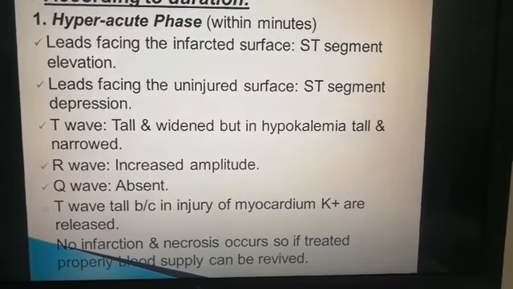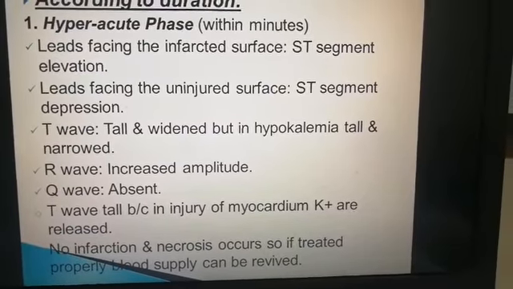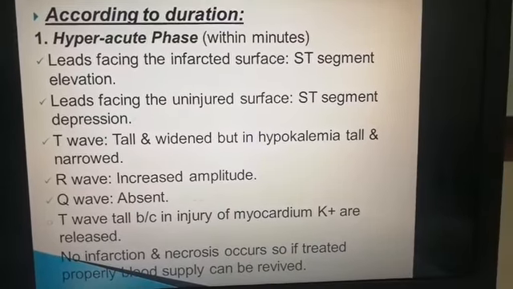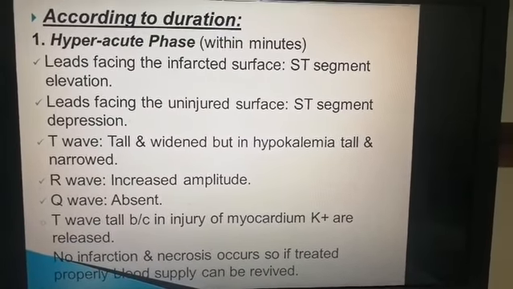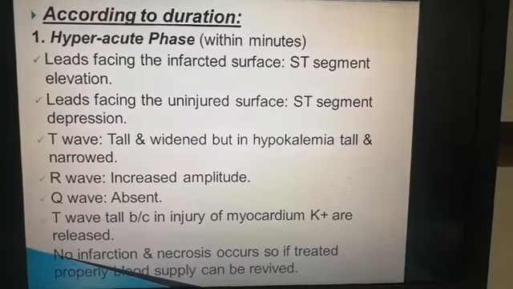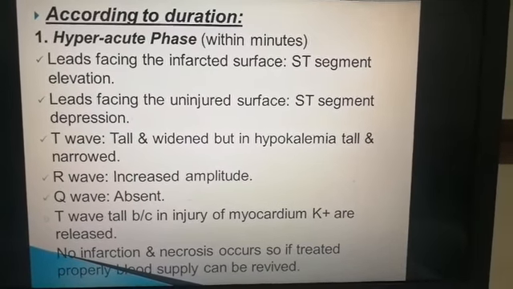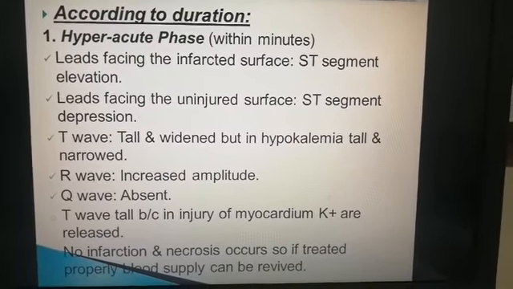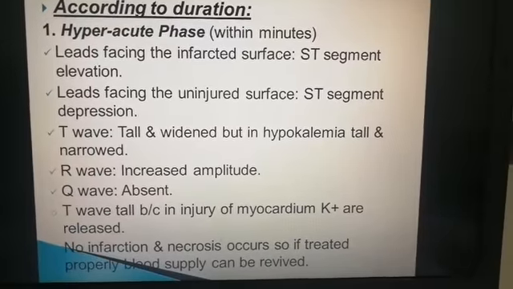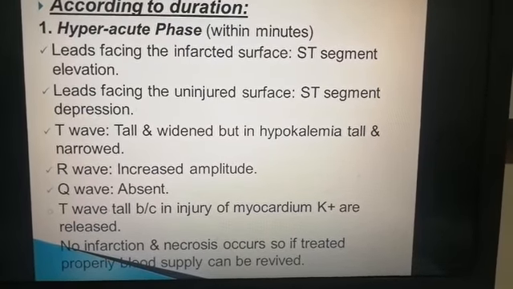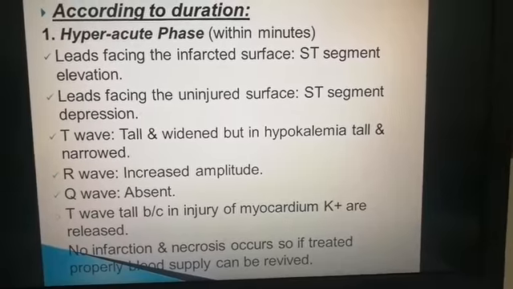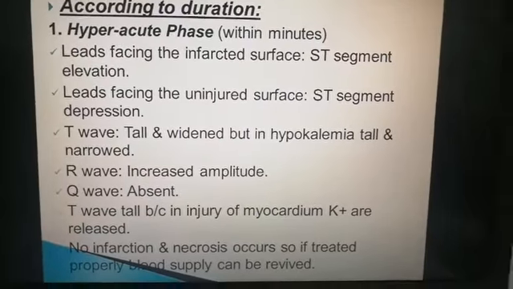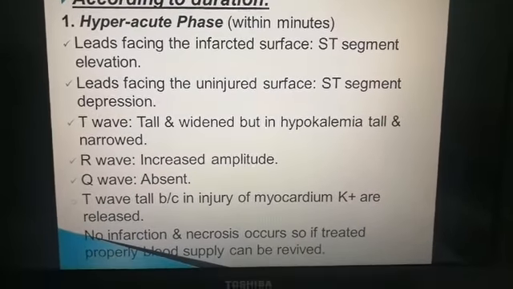The T wave is tall because in injury of the myocardium, potassium is released. So in the hyperacute phase, which is the first phase of MI, the T waves are tall because of the increased release of potassium by the injured myocardium. No infarction or necrosis occurs, so if treated properly, blood supply can be revived. This state can be reversed if treated properly. But after this, infarction and necrosis will occur.